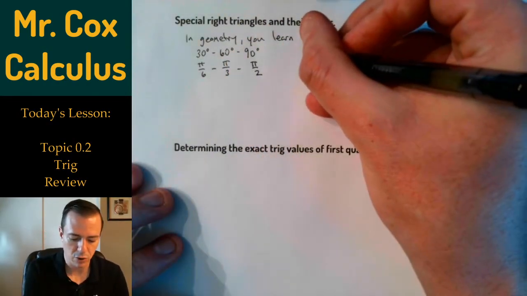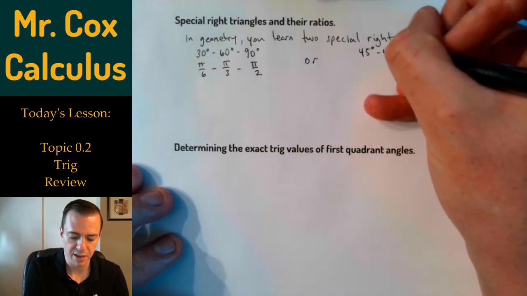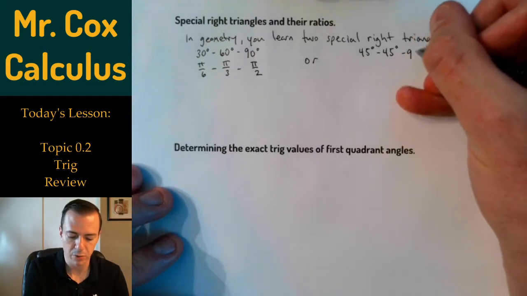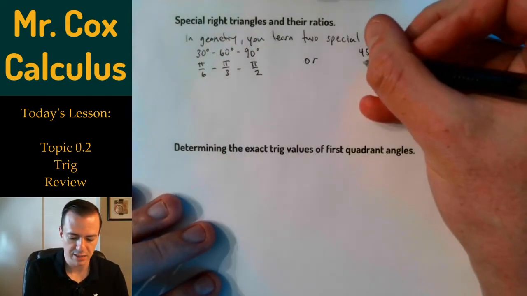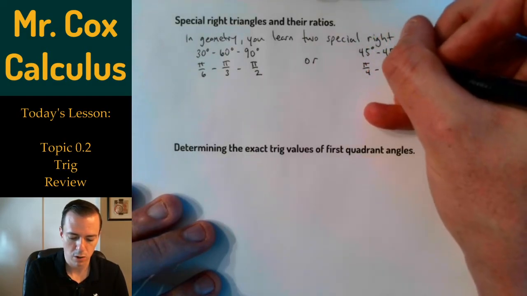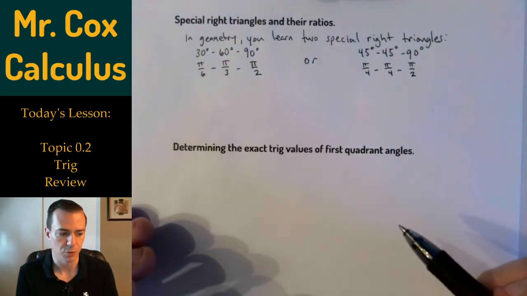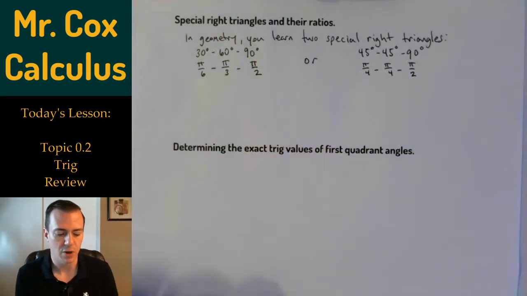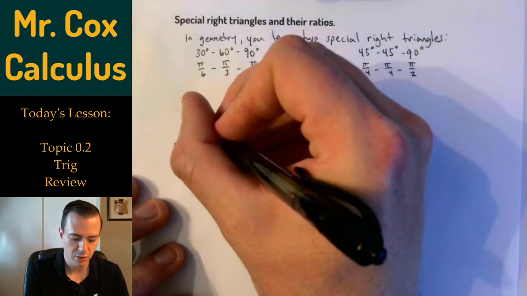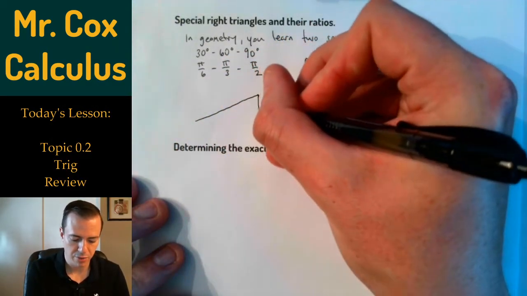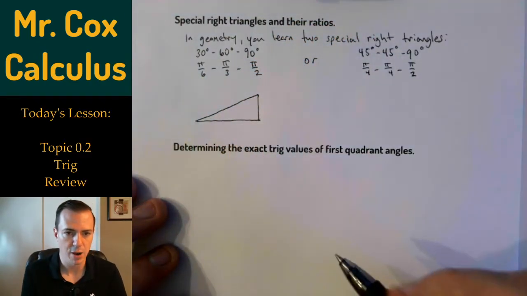So that's what they are in terms of radians. The other right triangle that you learned in geometry was the idea of a 45 degree, 45 degree, 90 degree right triangle. And again, in terms of radians, that's going to be pi over 4, pi over 4, and pi over 2. So let's draw these right triangles and remember the relationship between them here.